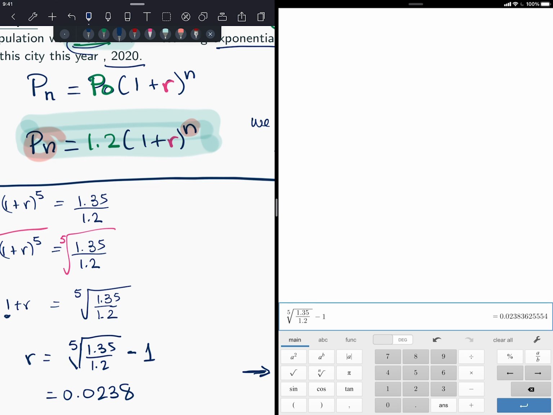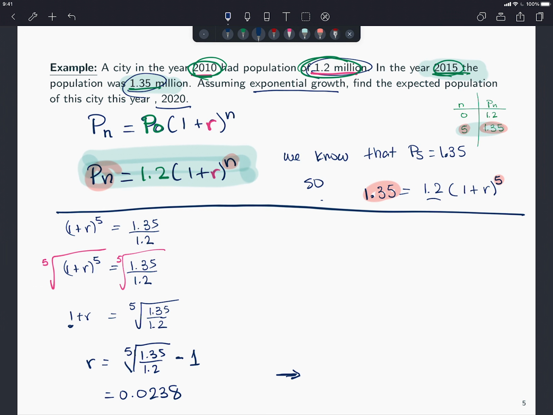Okay, so my answer is 0.02338. I'm going to leave it like that. So that's my r. So the exponential growth rate is 2.38%. Now we haven't solved the question yet. The question was, assuming exponential growth, find the expected population in this year, in 2020.